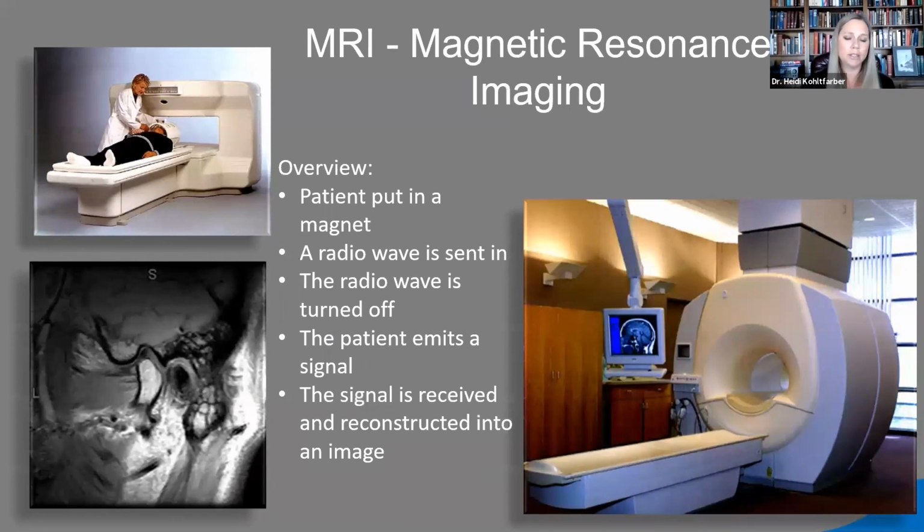Another thing that we might want to do with our patients is we can send them on for MRI imaging. And I'm going to really skim through this because we are slightly out of time. But just real quickly, so you know what to do and what to send on. Our MRIs, basically the patient's put in a big magnet. Radio wave is sent in. When the wave is turned off, the patient will actually emit a signal. And the signal is received and reconstructed into an image.